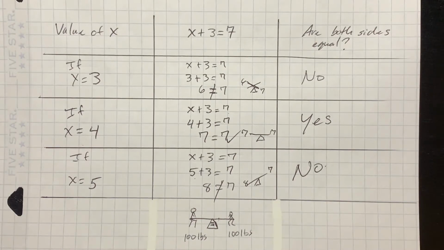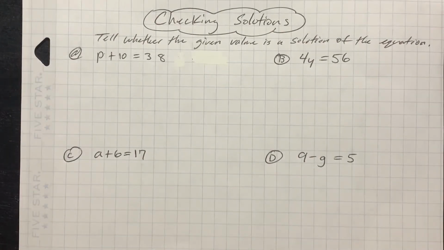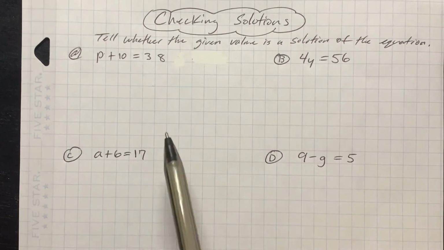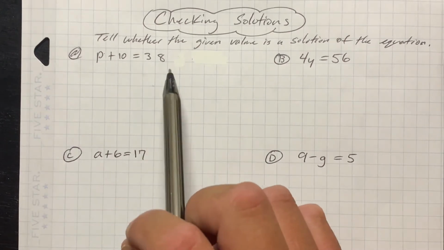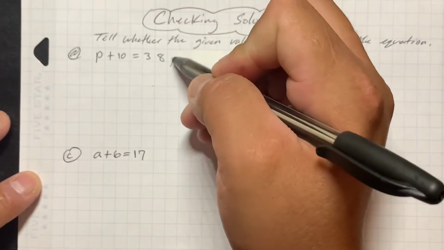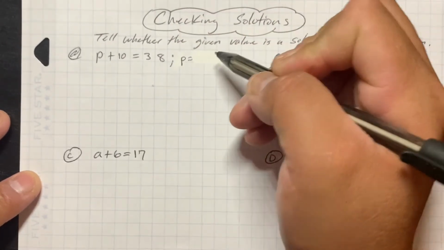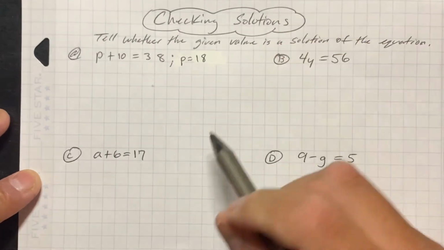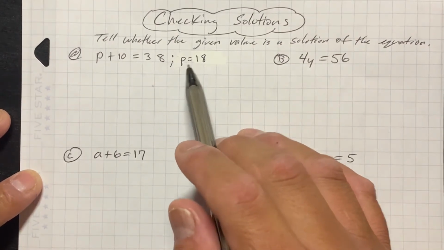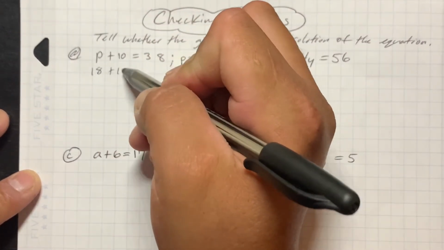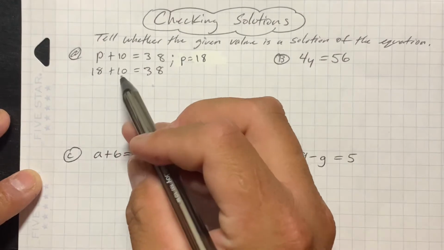And of course, we're looking for solutions. To continue, we're going to continue with more examples. So we're going to check solutions here to see whether or not these statements are going to be true. So the directions tell us, tell whether the given value is a solution of the equation. So the equation for A, we have 4 different examples here, is p plus 10 equals 38. But it gives us a value for p, the variable. So p equals 18.